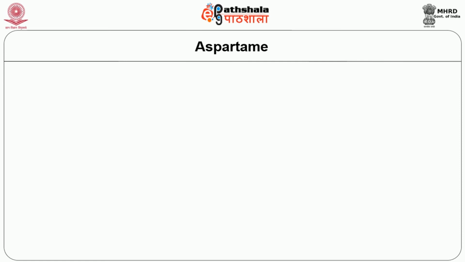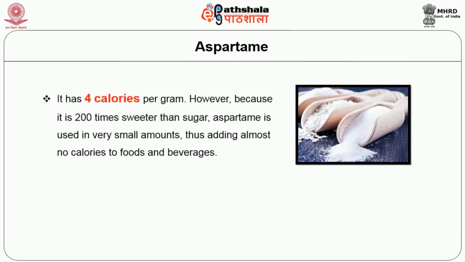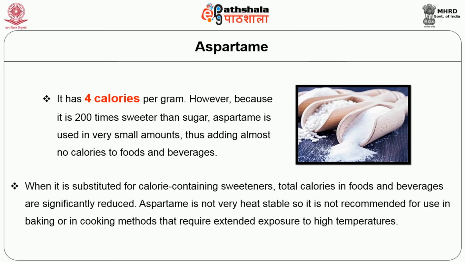When we look into the details of aspartame, it has 4 calories per gram. However, because it is 200 times sweeter than the table sugar, aspartame is used in very small amounts, thus adding almost no calories to the foods and beverages. As a result, when aspartame is substituted for calorie-containing sweeteners, total calories in foods and beverages are significantly reduced.